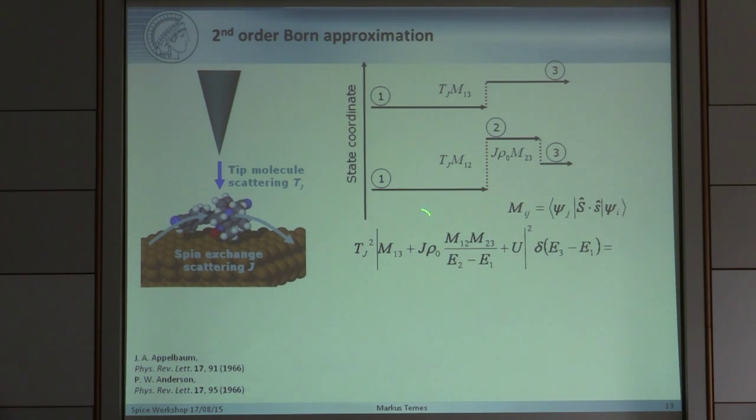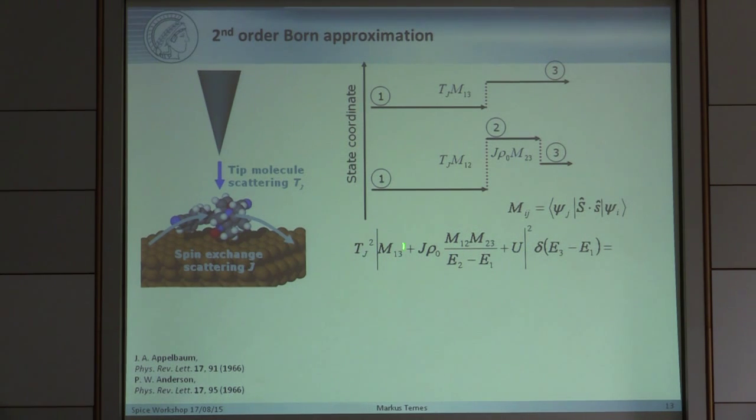The second process we want to look at is that this happens, but this is only an intermediate state. That says there is another interaction between this intermediate state and the final state. We assume this is a weak interaction, so that we are really in the tunneling regime, low currents, only picoamps, maximum nanoamps. Then you can easily make yourself clear that the most prominent channel is just this one. Here's a metal underneath, right? It can easily scatter here. So this gives you a spin exchange scattering with the substrate, J. And because you need electrons at the Fermi energy, you have to multiply this with the density of states of the substrate.